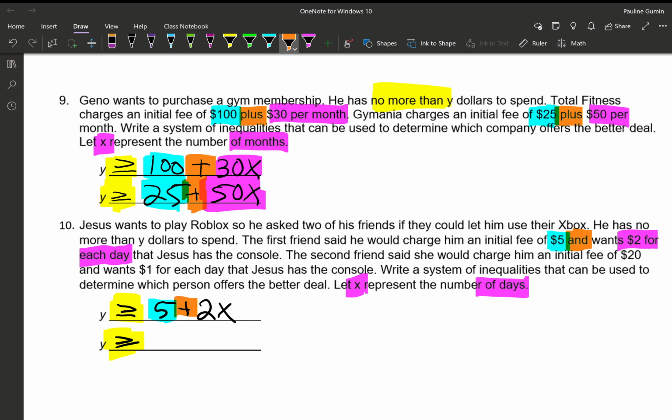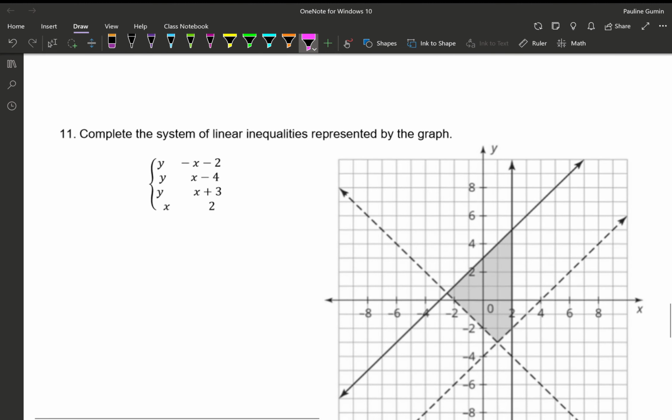5 plus 2x. All right, friend 2, though, says, hey, pay me $20 and then $1 a day. All right, so 20 plus, you can just do x. You can, of course, write 1x, that would not be incorrect. We just don't really do that much. Okay, so that is how we write inequalities from word problems. Let's continue to the last 2 of this review.